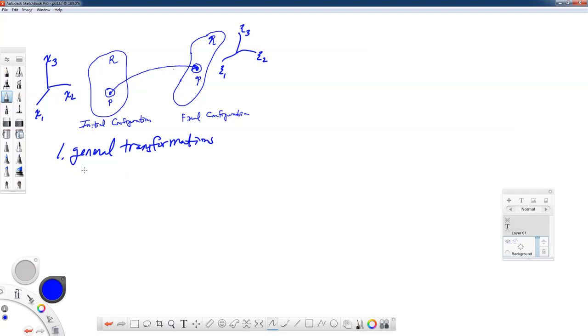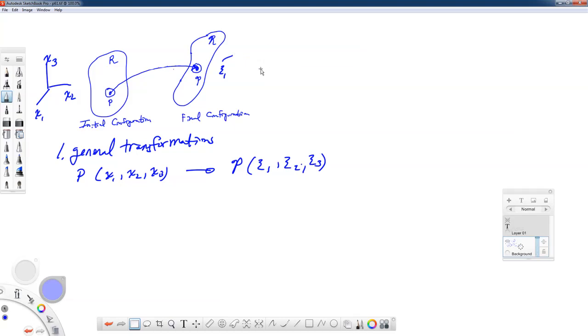Now the point P in the initial or the reference configuration is going to be located at a point x1, x2, and x3. And in the final configuration, this point script P is going to be located at the point xi1, xi2, and xi3. Now at this point we're going to go ahead and use the same coordinate system for both.